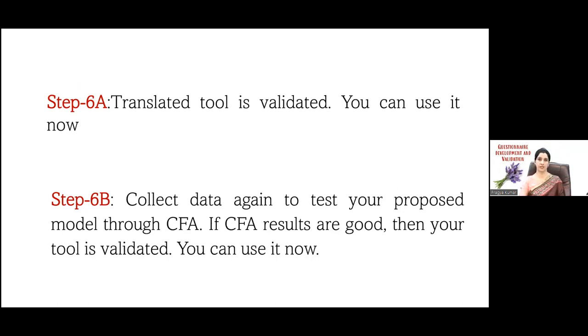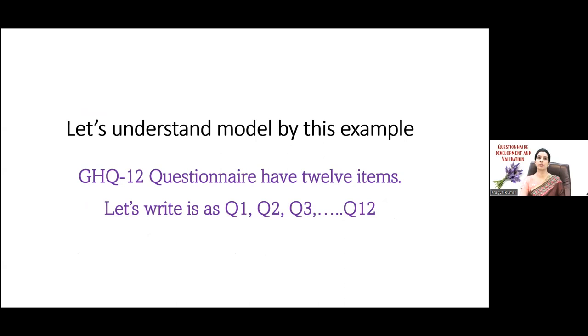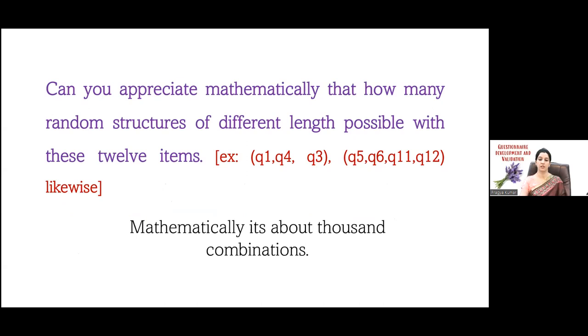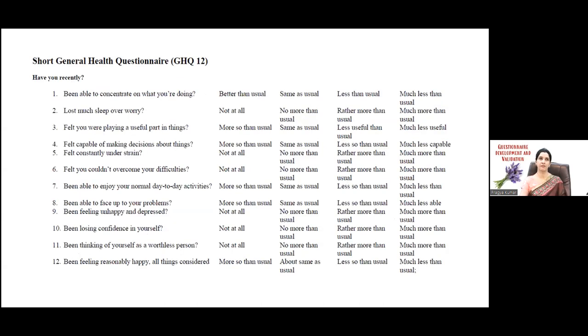In step 6, you collect the data again to test your proposed model, and then you see whether the CFA is good or not, and you either accept or reject that model. In this case, we will look at the General Health Questionnaire and its factors. We have the data, and we'll see how many factors it extracts.